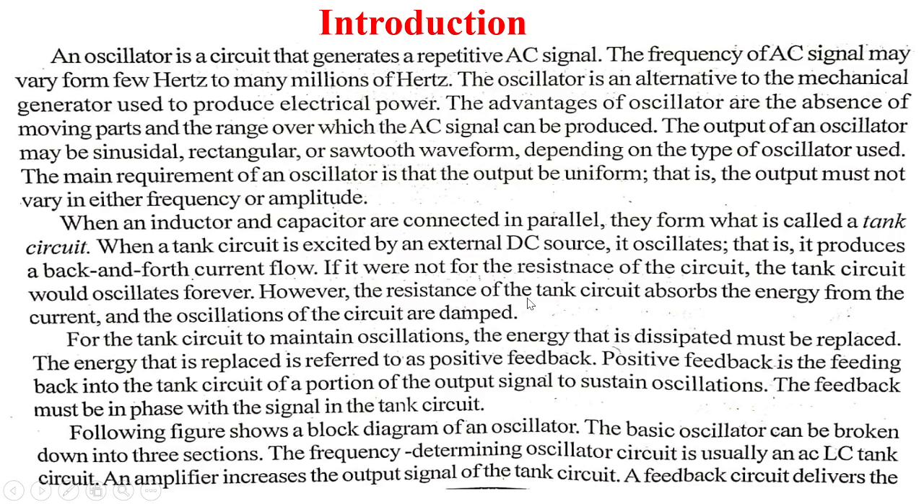However, the resistance of the tank circuit absorbs energy from the current, and the oscillations of the circuit are damped. For the tank circuit to maintain oscillation, the energy that is dissipated must be replaced. The energy that is replaced is referred to as positive feedback. Positive feedback is the feeding back into the tank circuit of a portion of the output signal to sustain oscillation. The feedback must be in phase with the signal in the tank circuit.